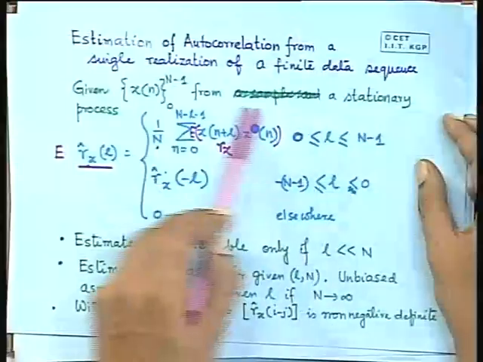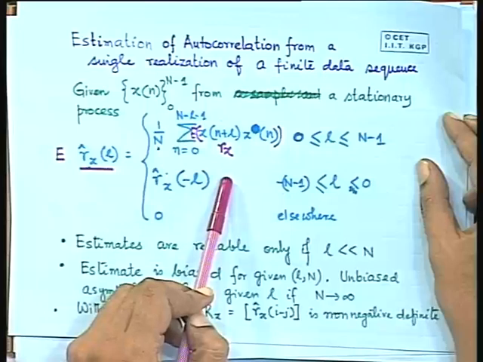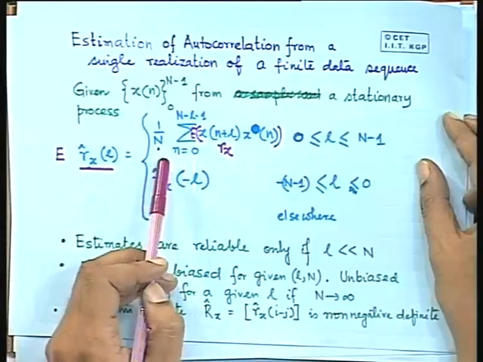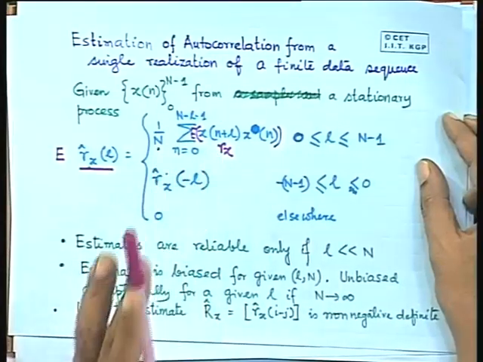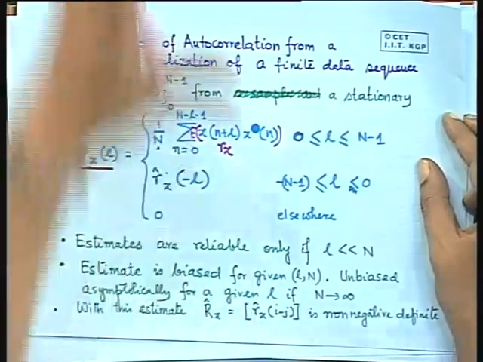So in the literature, mostly people work with this definition, and we only have to remember that this definition gives a biased estimator, but the bias will go to 0 as N tends to infinity. So we should take a sufficiently large value of N. That is what we should remember.